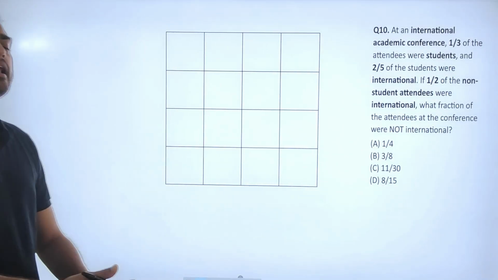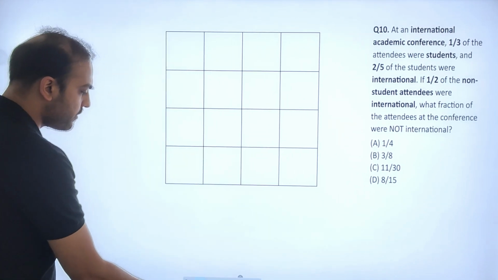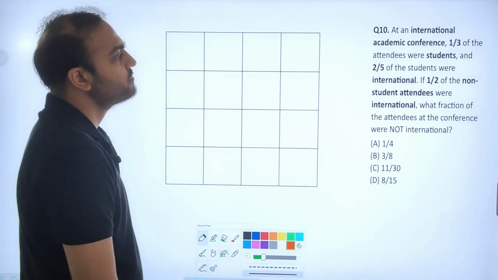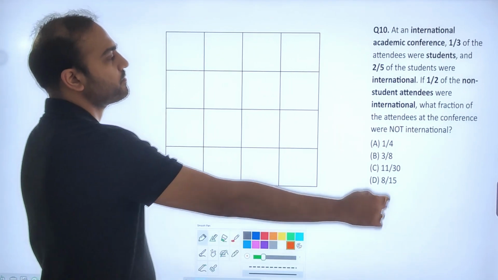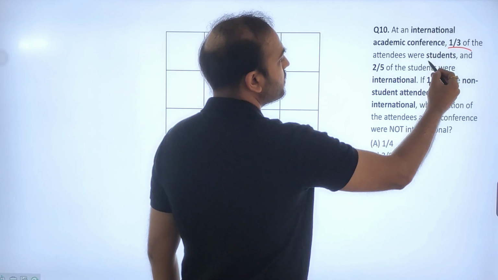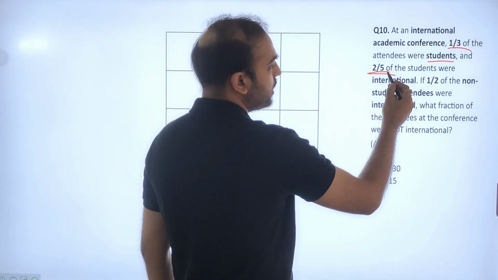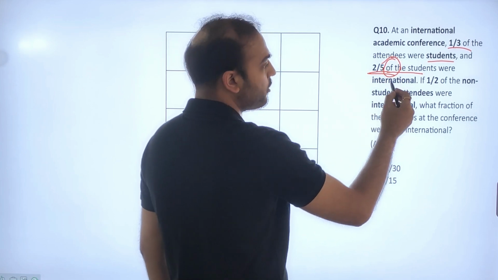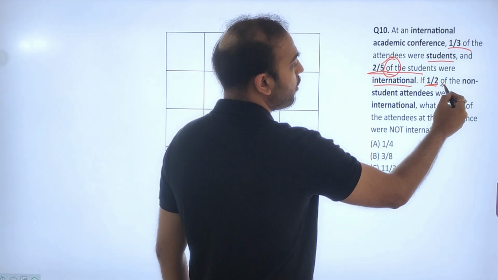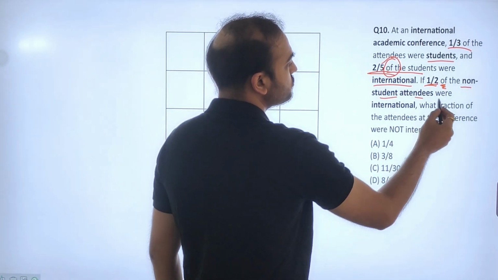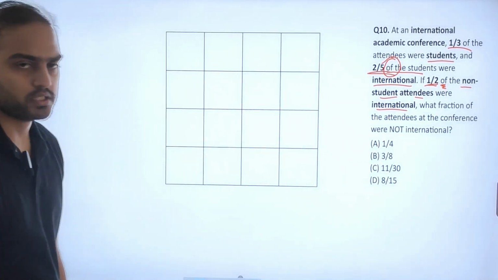Now you see, till now we were dealing with numbers and percentages. In this question we have fractions. Okay, the method does not change. We have 1/3 of attendees who are students, 2/5 of students are international, half of non-students were international. What fraction were not international?